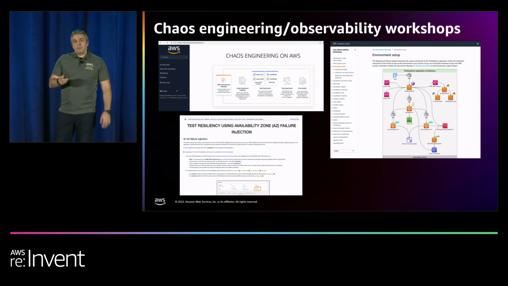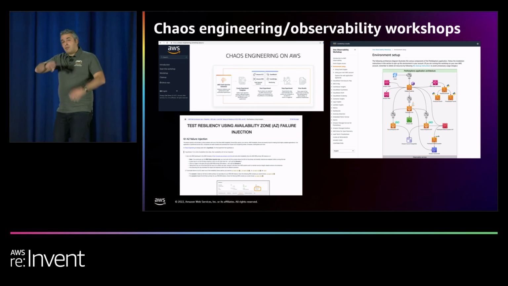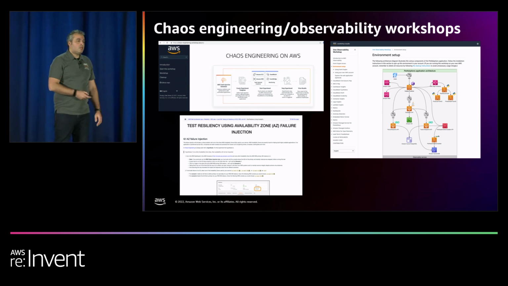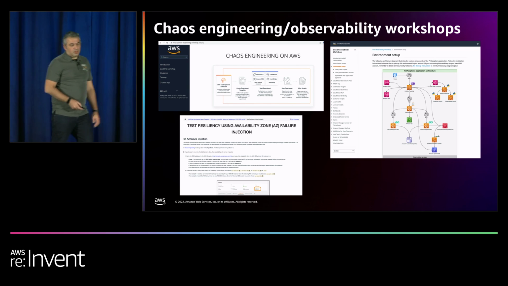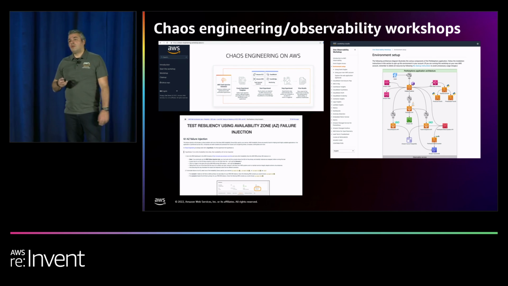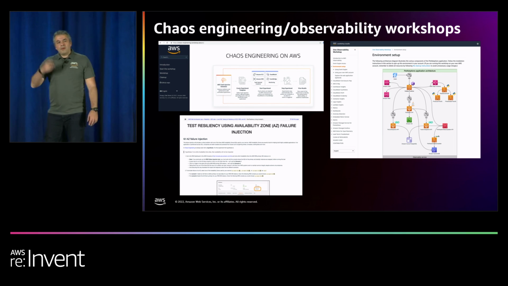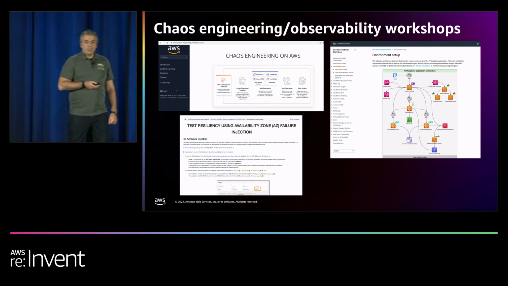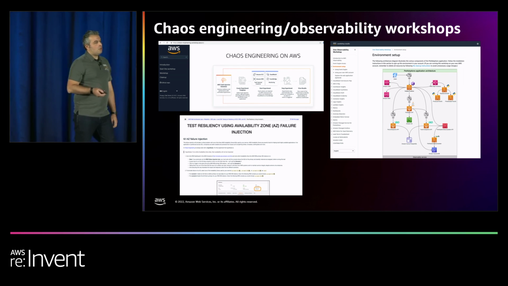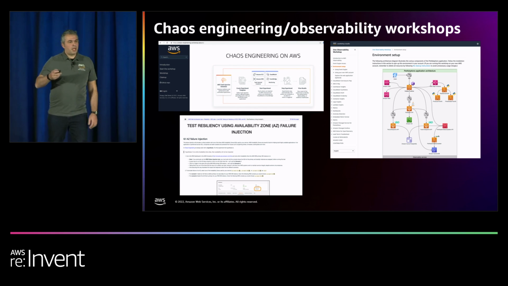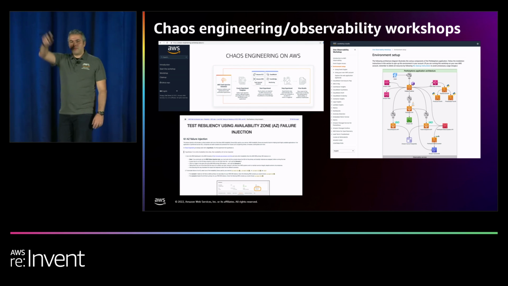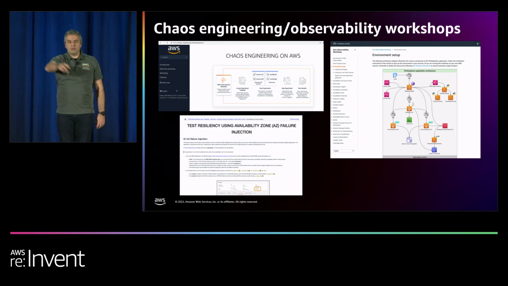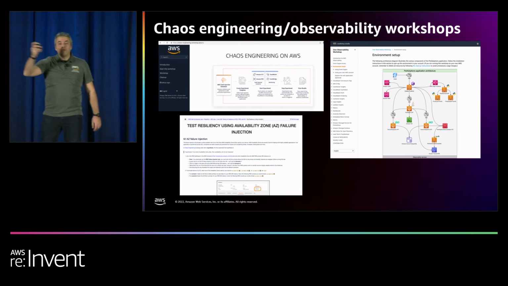And another workshop, and there's a white paper that was released as well about fault isolation boundaries in AWS, is the testing resilience using availability zone failures. Think about running chaos experiments that would trigger the availability zone failures. And this workshop also shows you how to use various embedded metric formats within CloudWatch logs to be able to add these to observability to the pet shop, where you then see how it fails over.